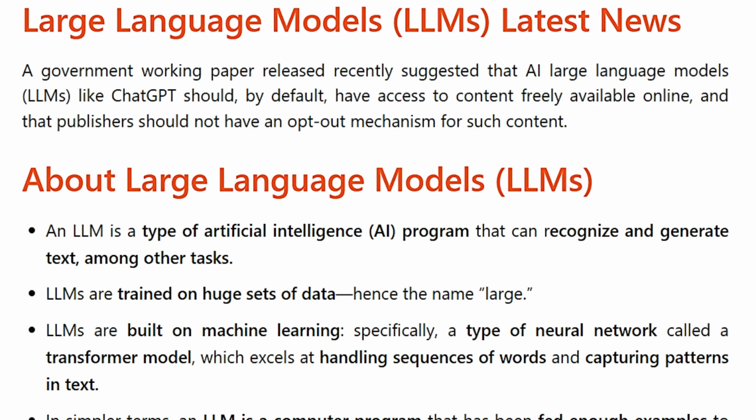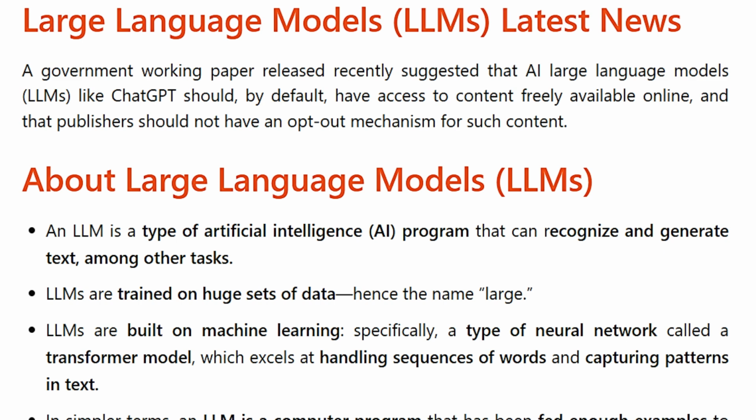Large language models. A government working paper released recently suggests that AI large language models, LLMs, like ChatGPT should by default have access to content freely available online, and that publishers should not have an opt-out mechanism for such content. About large language models, LLMs.